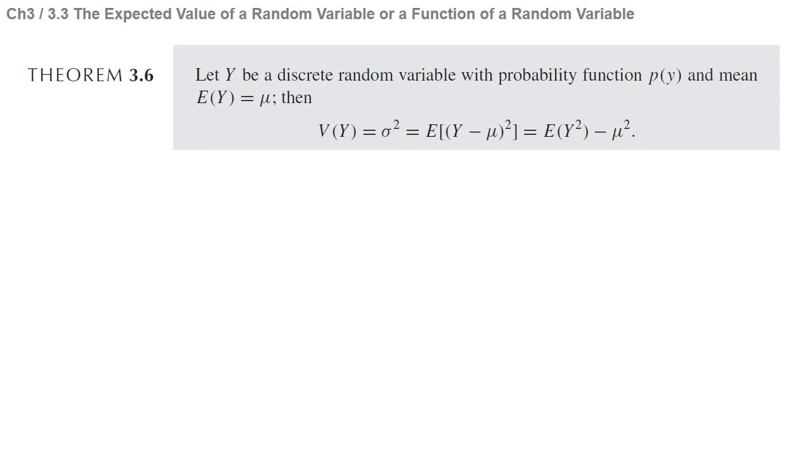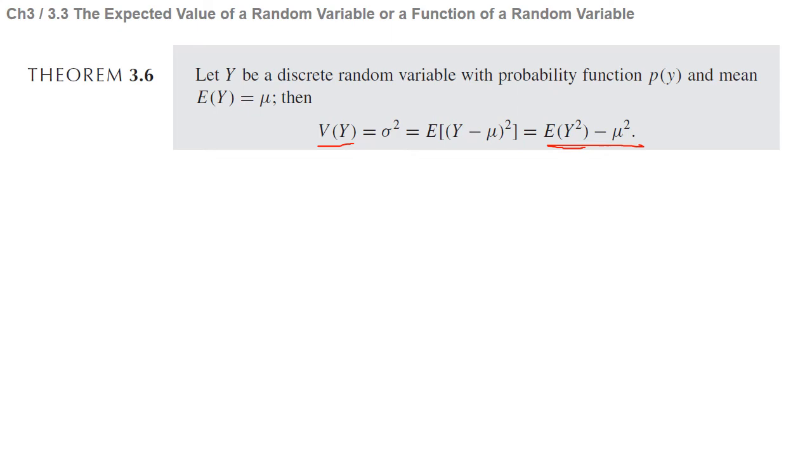Here is theorem 3.6. Let Y be a discrete random variable with probability function p(y) and mean E(Y) equals mu. Then V(Y) equals sigma squared, which is equal to the expected value of (Y minus mu) squared, and this is the expected value of Y squared minus mu squared. So here's another formula: the variance of Y is equal to the expected value of Y squared minus mu squared. Okay, why is this true?